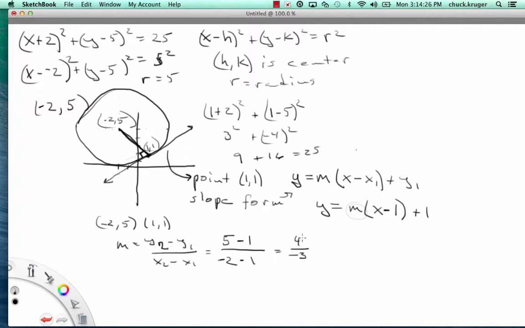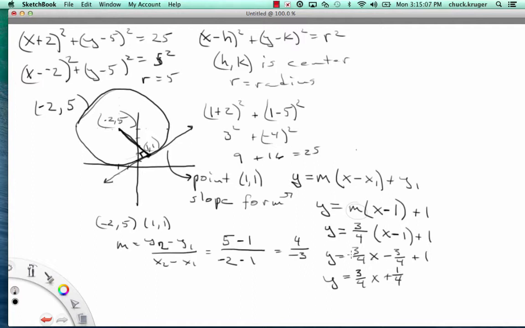Now that's the slope of the radius. Since it's perpendicular, I'm going to use the negative reciprocal. So my answer is going to be this. The negative reciprocal of 4 over negative 3 is a positive 3/4. It changes signs and I write the reciprocal. And this is my answer in point-slope form. It doesn't ask me to get it in slope-intercept form, which I could do. If I continued on, I'd distribute this 3/4, and I'd get 3/4 x minus 3/4 plus 1, and my final answer would be y = 3/4 x + 1/4.